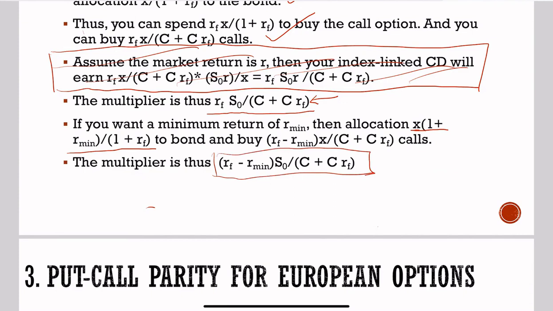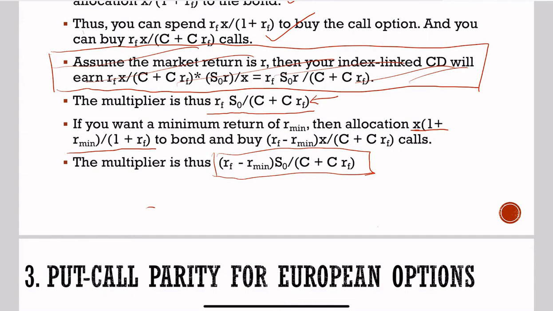Okay, again, let me reiterate what is the requirement on this index-linked CD. The first, you need to understand how you find out the allocation of your money, right? How much money should you allocate into bond versus how much money should you allocate into this call option? That's the first question you should understand. The second is, how do you calculate the multiplier?